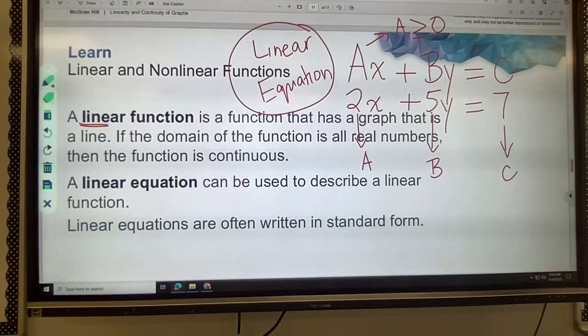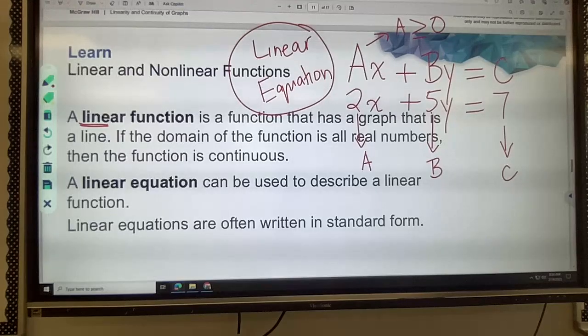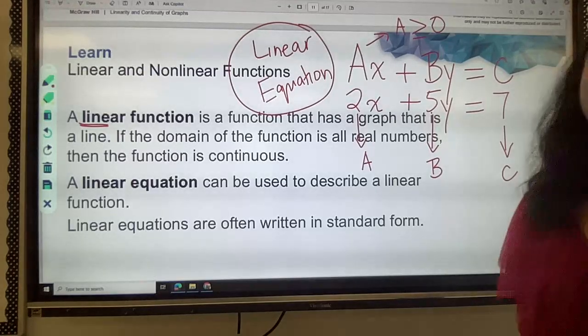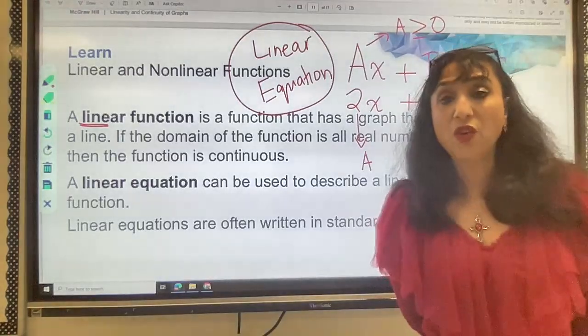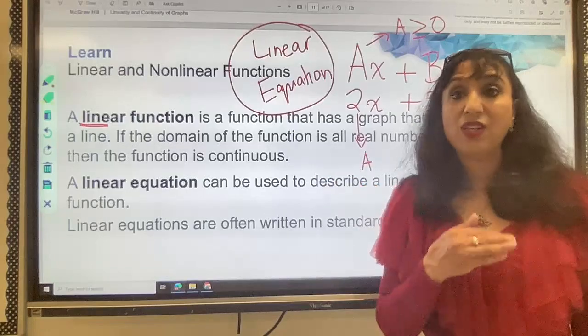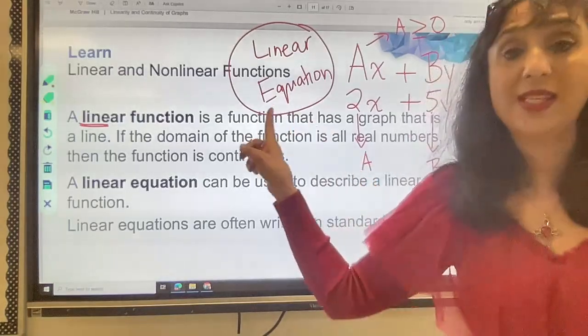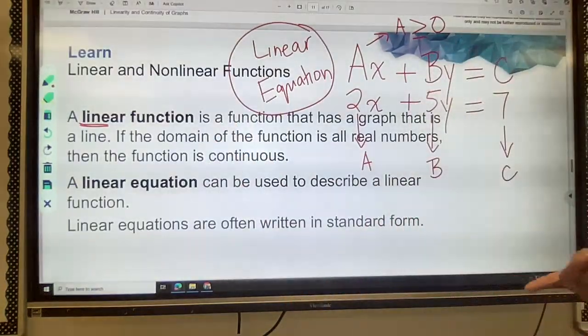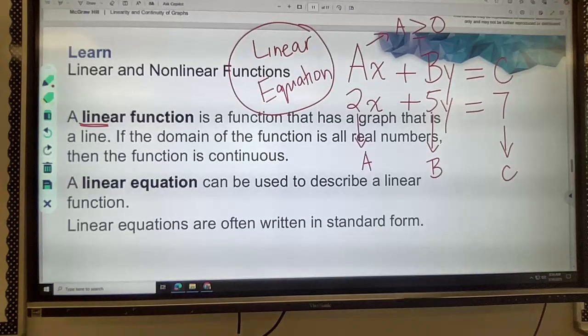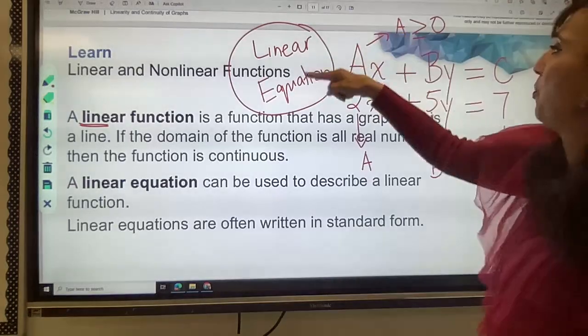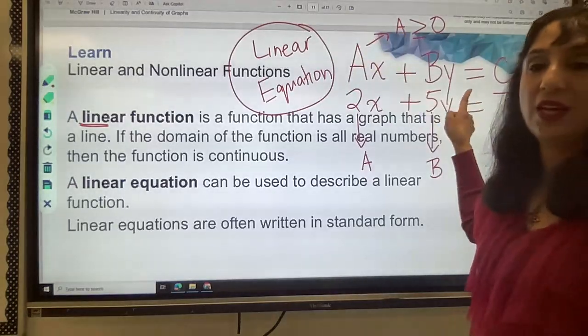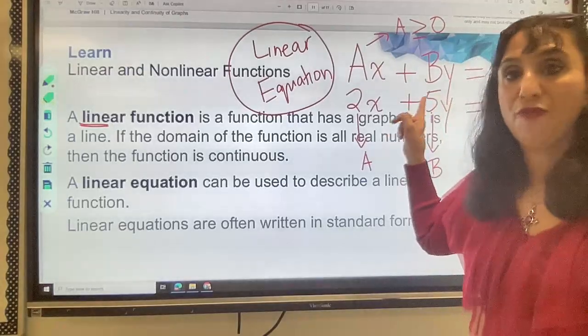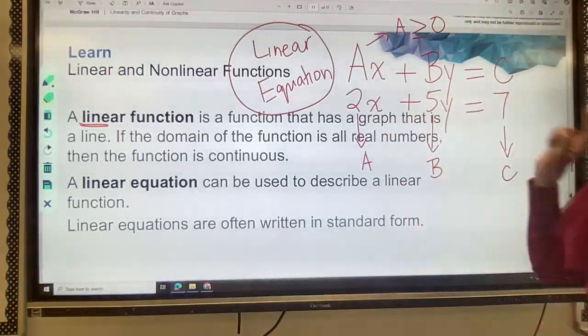A nonlinear function has a graph with a set of points that cannot all lie on the same line, and that is why it is nonlinear. In a linear function, it's all going to lie on the same line. But in a nonlinear function, it will not lie on that same line. An equation that represents a nonlinear function cannot be expressed in this form. This form is only for linear equations.